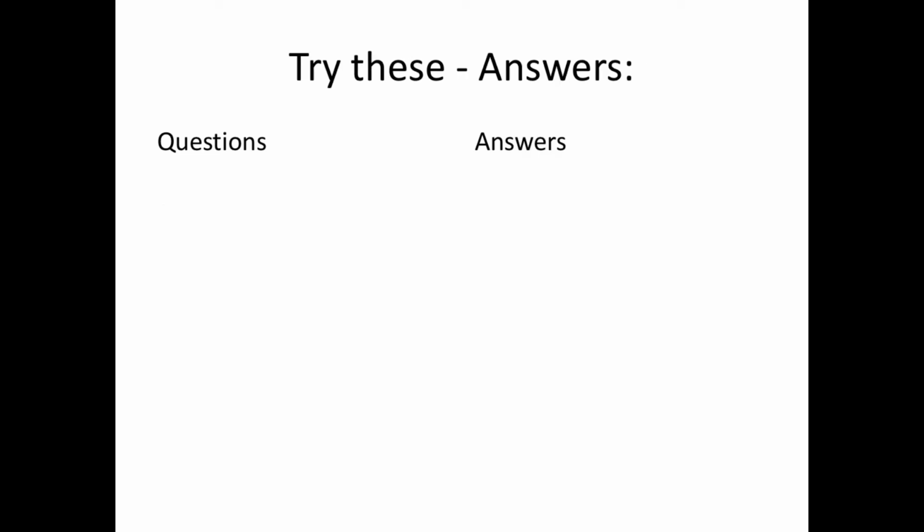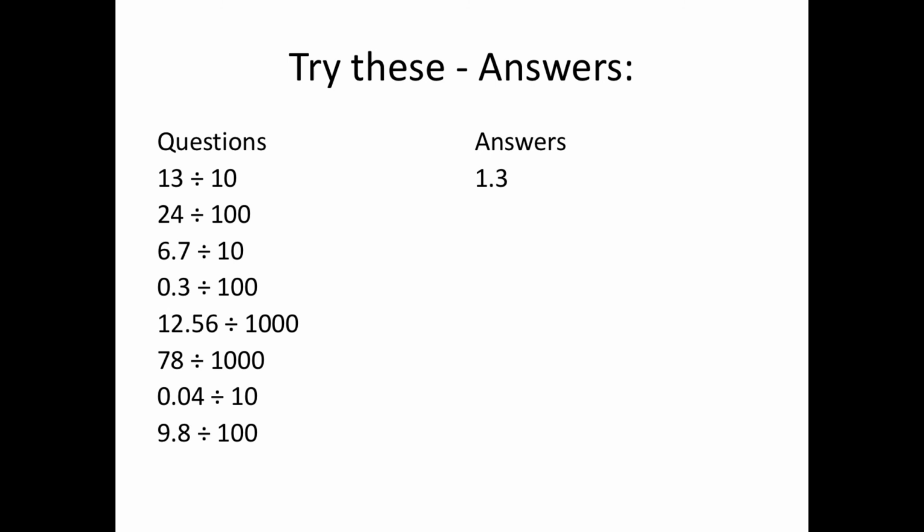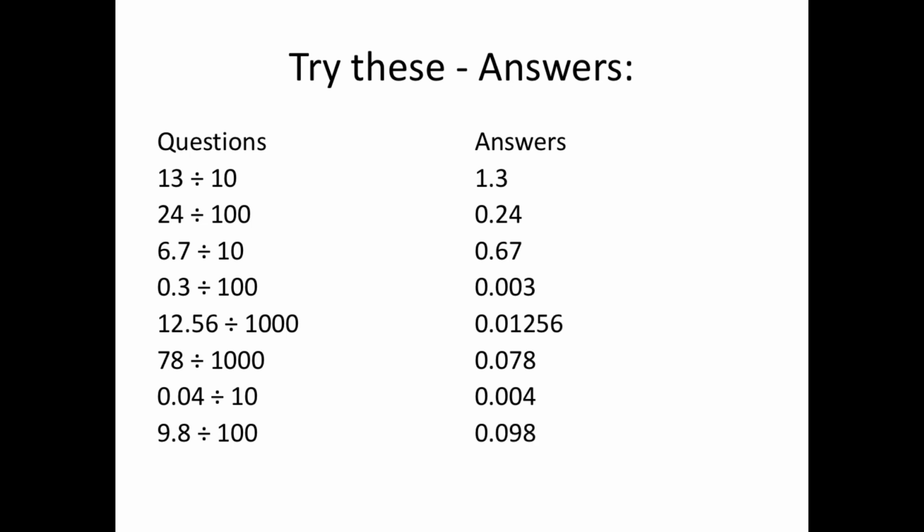Okay, so if you've had a go, let's have a look at the answers then. 13 divided by 10, oh dear, sorry, 1.3. 24 divided by 100, 0.24. 6.7 divided by 10, 0.67. 0.3 divided by 100, 0.003. 12.56 divided by 1,000, 0.01256. 78 divided by 1,000, 0.078. 0.04 divided by 10, 0.004. And 9.8 divided by 100, 0.098.